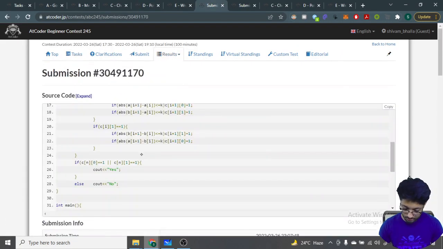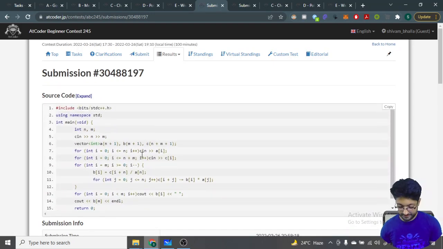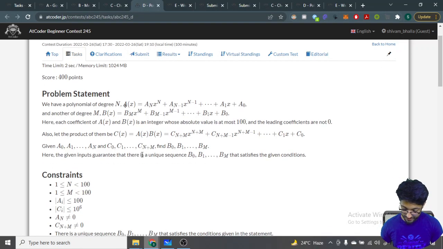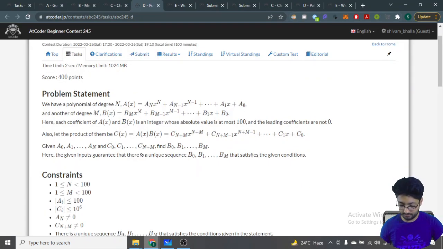So let us go back. Let us take the T problem. What we have done here is that we have built A, B and C. What you can observe is that in the expression itself, the A term goes from a of n till a of 0. Similarly, the B term goes from b of m till b of 0. And the multiplication of A and B goes up to c of n plus m, and there's a 0 term also. So the total length of this will become n plus m plus 1.